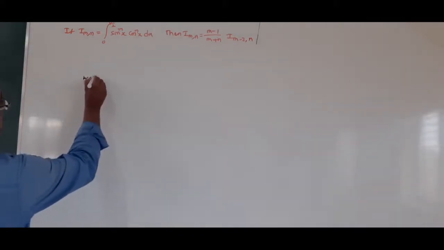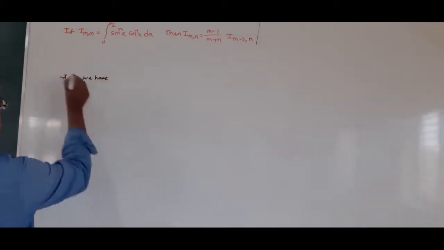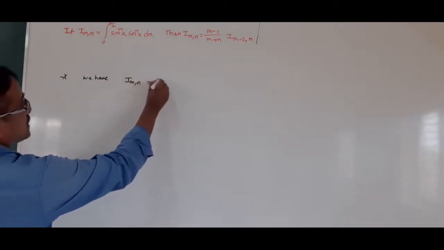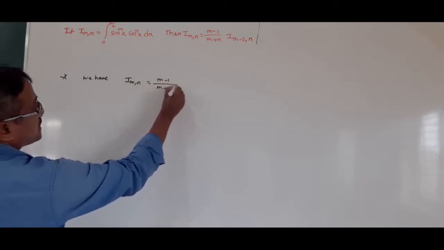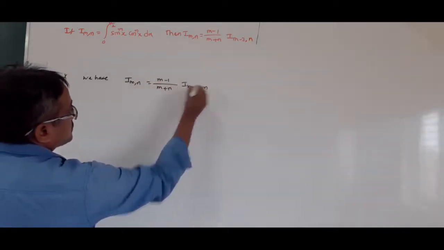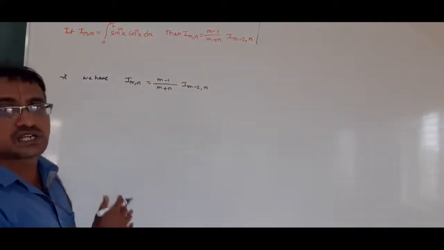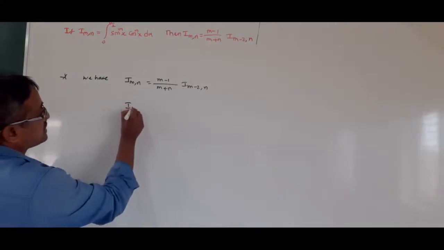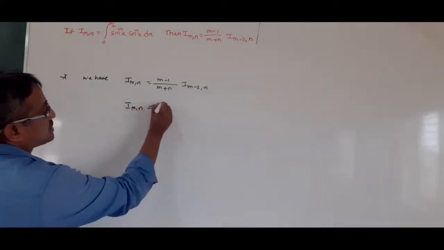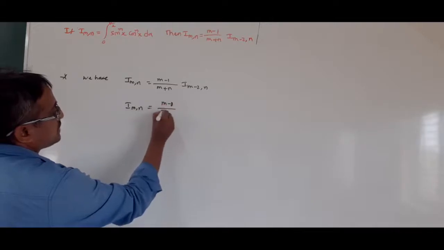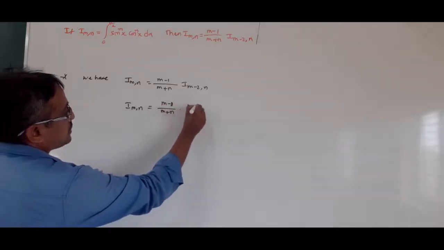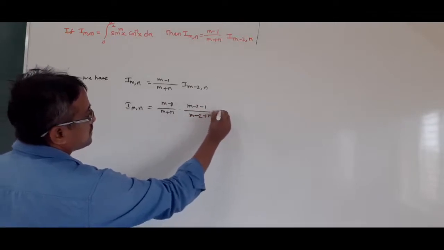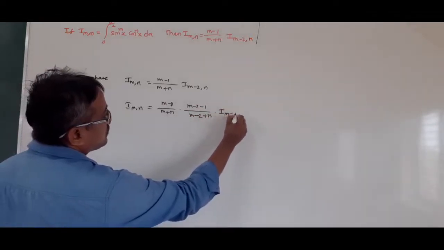Now we have I(m,n) = (m-1)/(m+n) · I(m-2,n). Now let us continue this reduction. That means we have to replace m with m-2. So you will get I(m,n) = (m-1)/(m+n) · (m-3)/(m+n-2) · I(m-4,n).